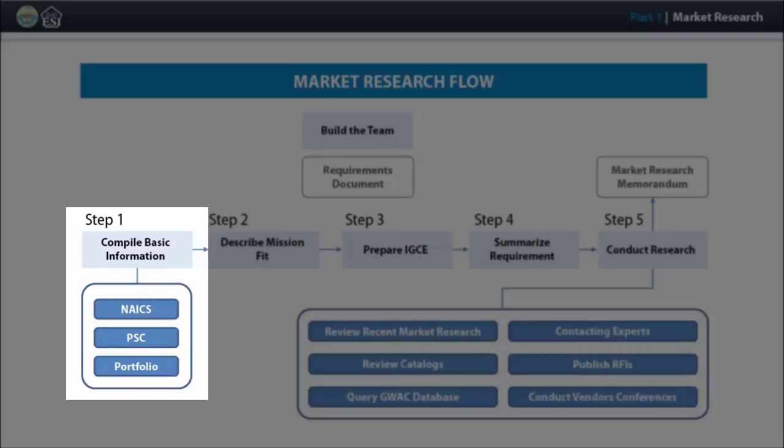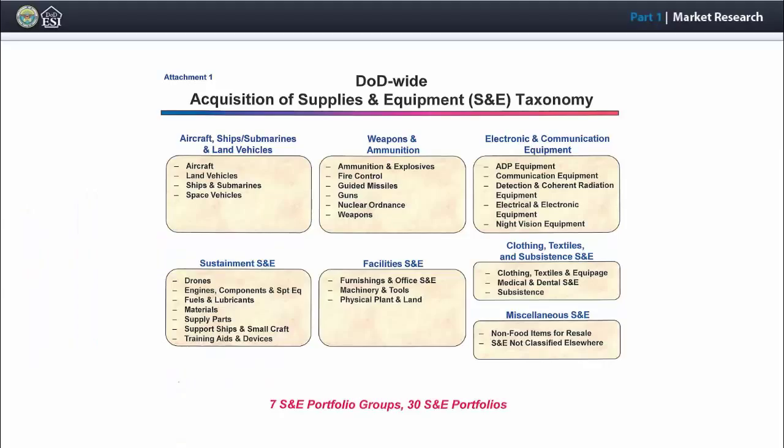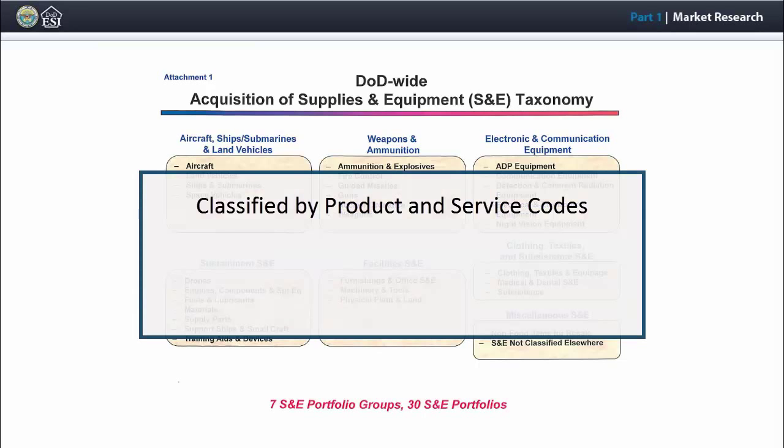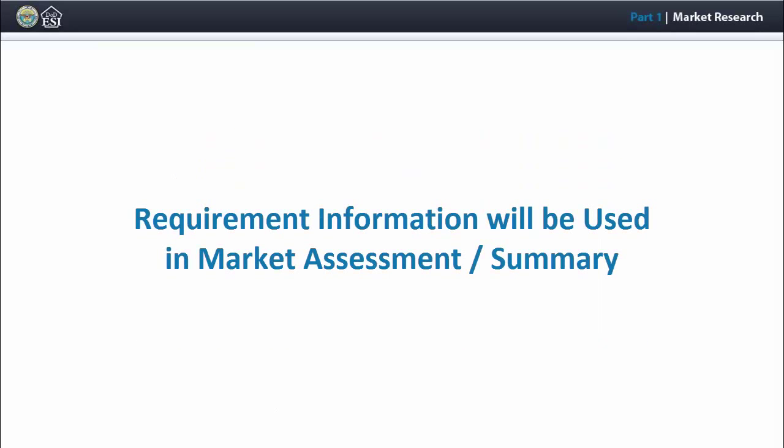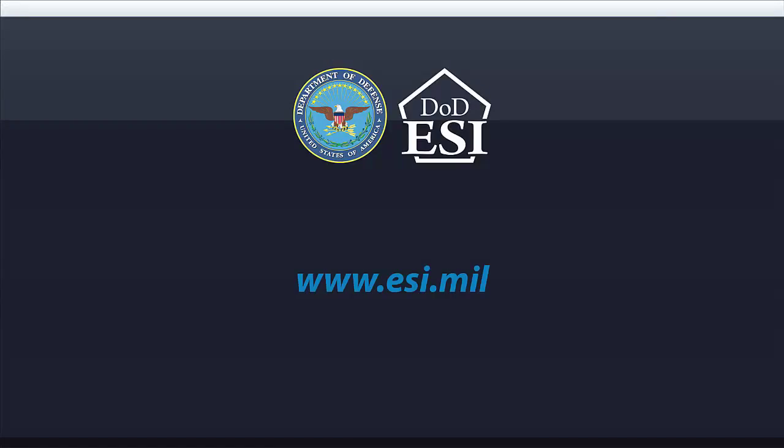You will also need to know which DoD supplies and equipment, or S&E portfolio group your acquisition fits into. The DoD organizes its spending using a classification system based on the product service codes. The DoD's portfolio group taxonomy consists of 16 portfolio groups and 70 portfolios. This information will be used in your written market research assessment or summary. Please refer to Part 2 and 3 of the Market Research tutorial.